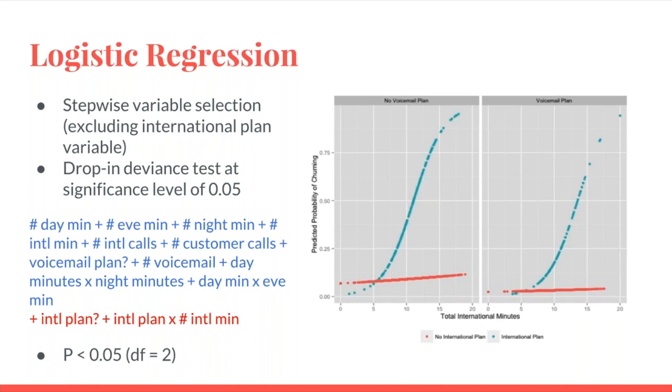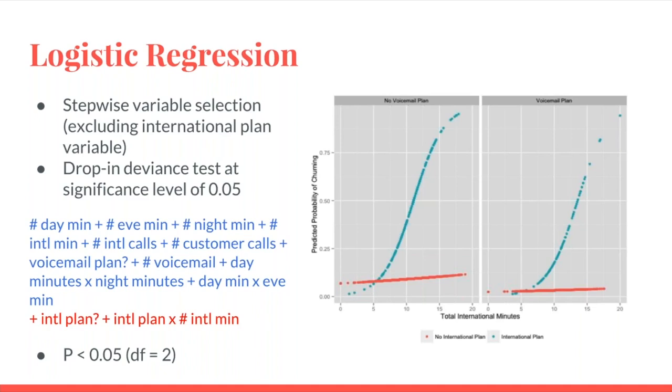And the drop-in deviance test between the two models yields a very high test statistic and a significant p-value. Therefore, we can reject the null hypothesis and conclude that either international plan or the interaction term between international plan and total international minutes is an important variable in predicting the probability of churning.